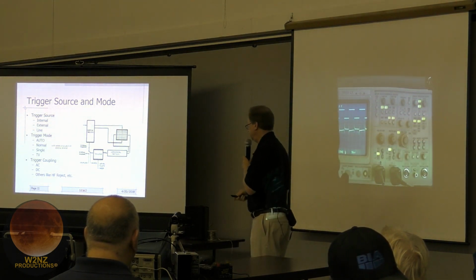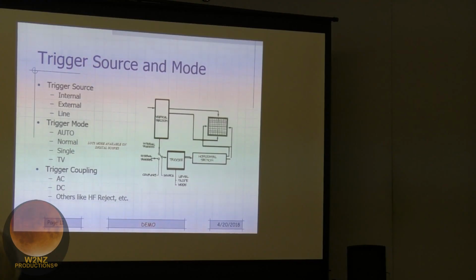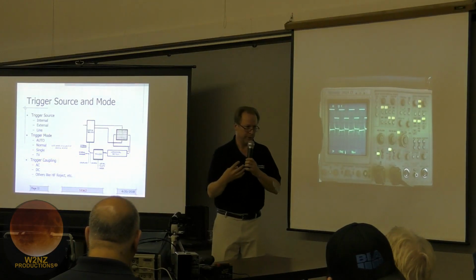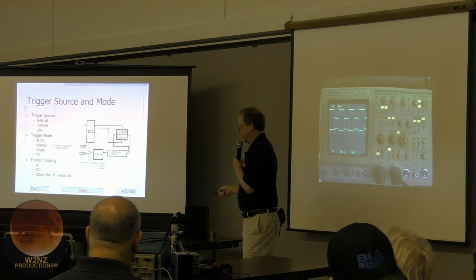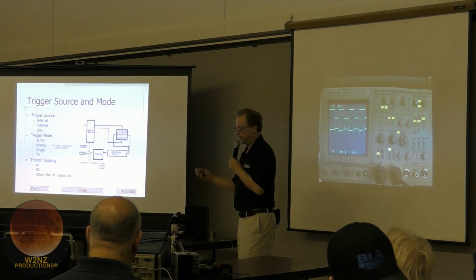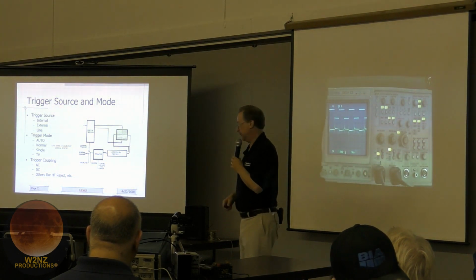That's what they did. And then some of the scopes that you'd find in a TV shop also had TV trigger modes to trigger on the horizontal or vertical frames in an analog TV video signal. And just like we had coupling controls for the vertical path, we also can change the coupling going into the trigger circuit. Remove the DC offset by using AC coupling. There are some other things like high frequency reject, noise reject, and DC coupling that are available.